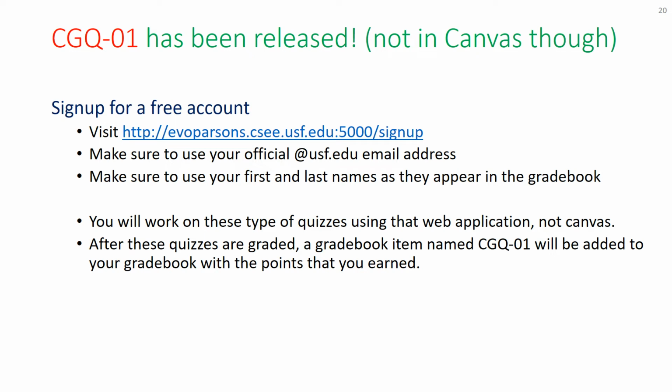It's hosted not on Canvas, so you have to go to this URL. You have to sign up with your official email address. Please make sure you use your official email address. That's the one that ends with @usf.edu, okay? Sign up for a free account on this third-party app, and then make sure that you put also your first and last name as they appear in the gradebook. All of that to ensure that you get credit, okay?